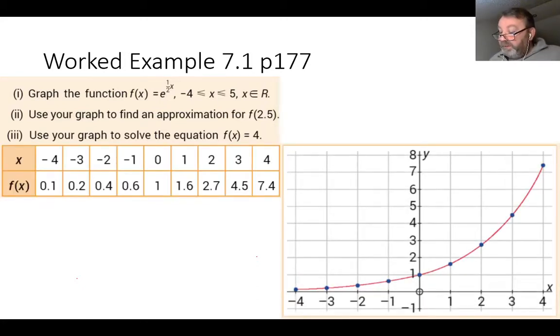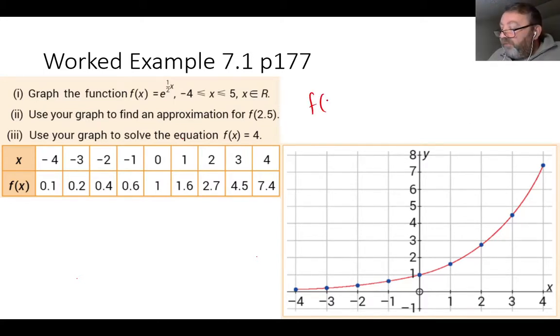Okay, that's your graph. Now, what they're asking me to do here, after I've drawn my graph, notice, by the way, X and Y, you've labeled your graph. You've got to be very, very careful. Label your axis, X and Y, and make sure you get the best curve you can through those points that you plot. Part 2, use your graph to find an approximation for f of 2.5.